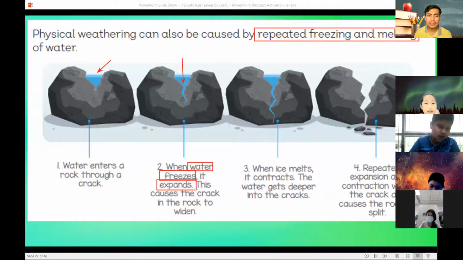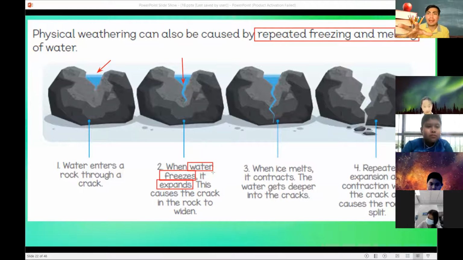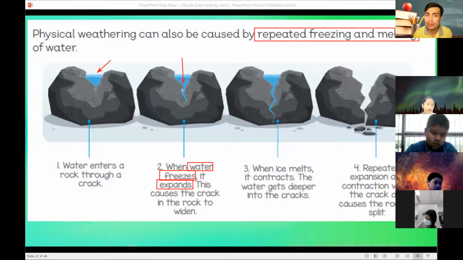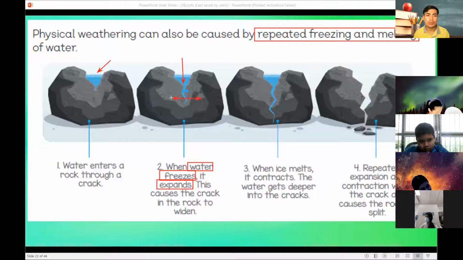It expands. Wow. The water, when it becomes ice, it will expand. So what will happen when it expands? What happened to the crack of the rock? Does it become smaller or does it become wider? Wider, right? It becomes wider. So the crack here, there will be a crack going there and then here also. So it will become wider.